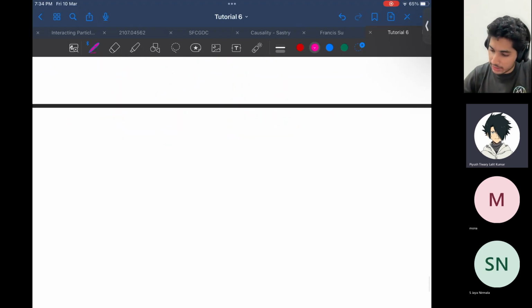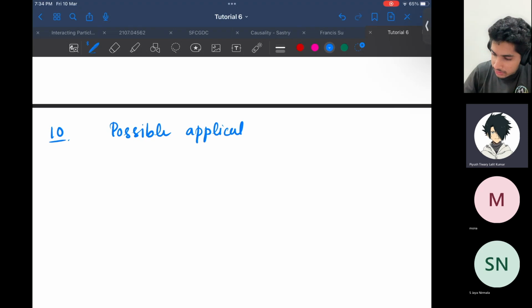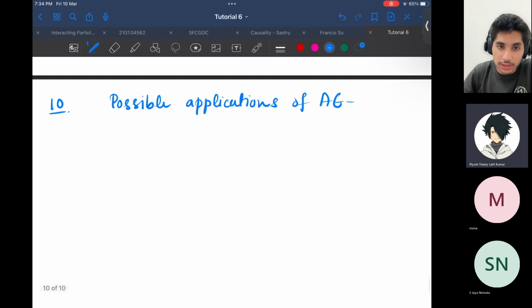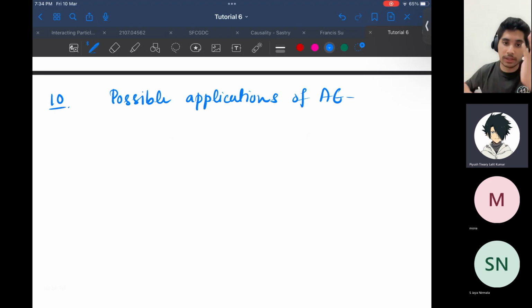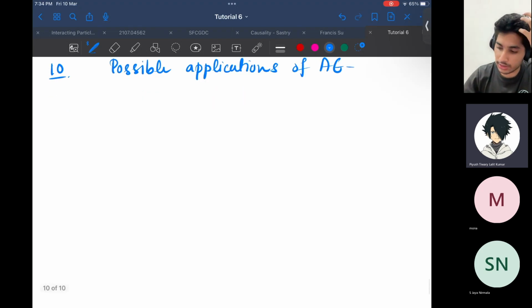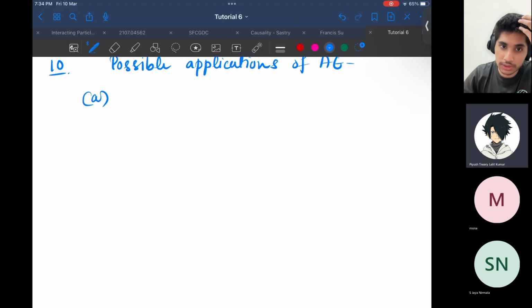Moving on. So there is the last question, 10th question. What is it? Possible applications of an autoencoder. Some options are given and we are asked whether these are correct or not. So what is the first option?